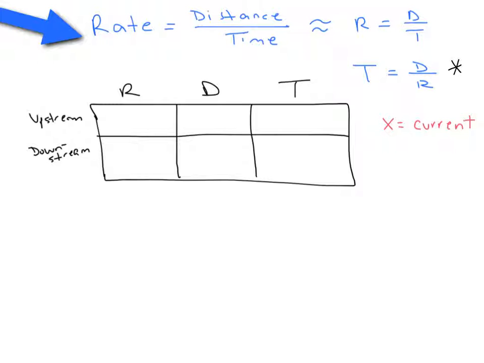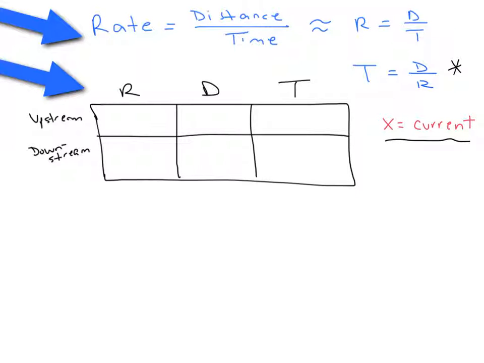Also, let's keep in mind our variable here. We want to know the current, so I'm calling it X. Alright, and last we have to set up our chart, which you can see here. On the left, because we're speaking about upstream and downstream, and then my columns are going to be rate, distance, and time.